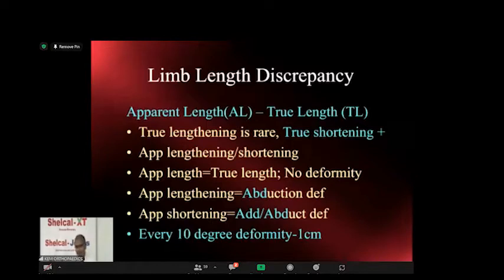And remember, every 10 degrees of deformity corresponds roughly to 1 centimeter. Never ever tell about a 5-degree deformity. If there is 25 degrees of flexion, never ever say so, because the naked eye cannot appreciate 5 degrees. Always tell in terms of 10 degrees, 20 degrees, 30 degrees. Never ever tell about 5 degrees. Roughly 1 centimeter corresponds to 10 degrees of deformity.